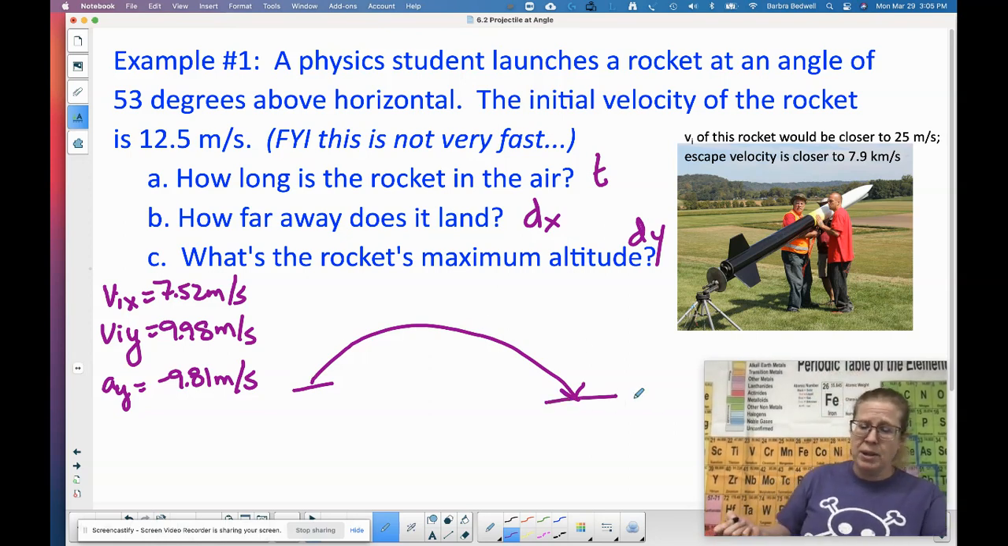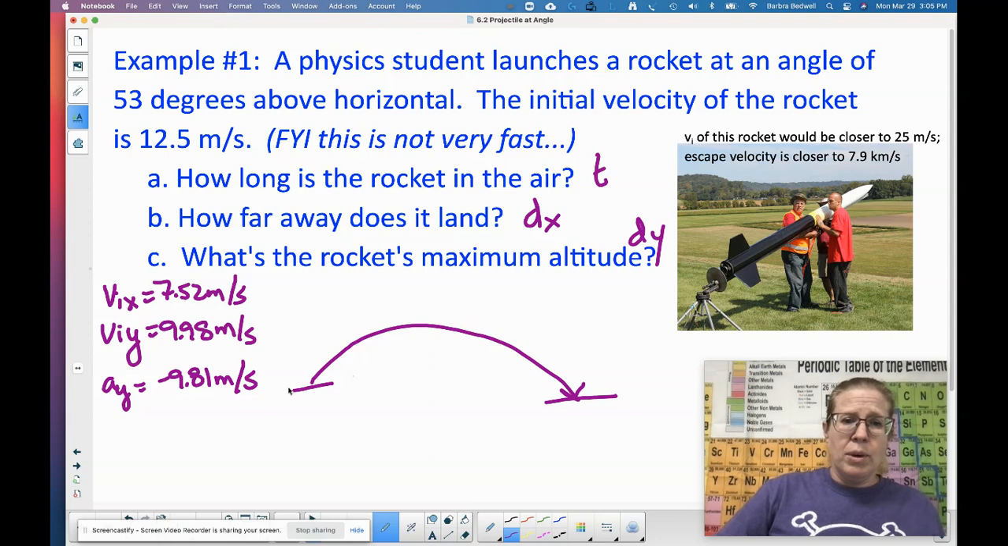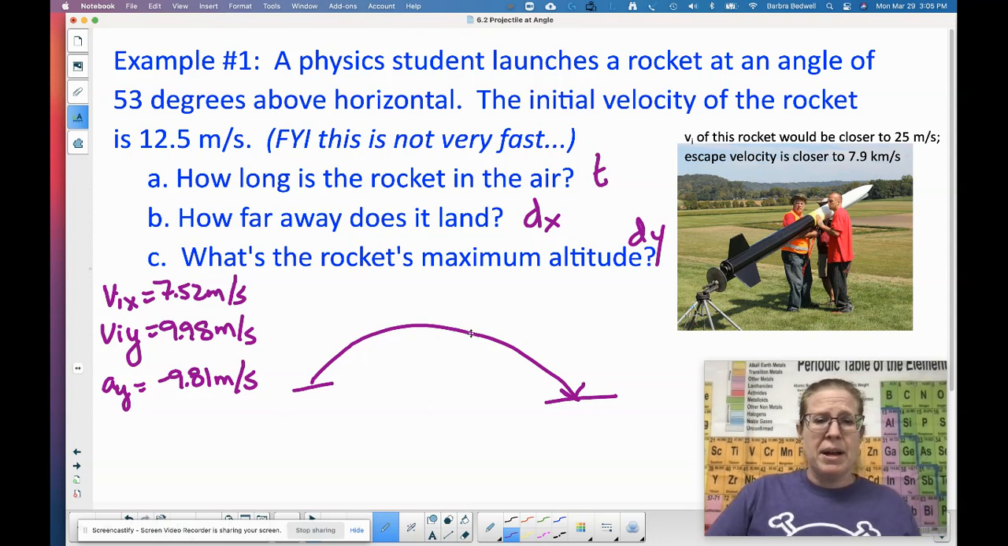So how can we cope with this? We don't know how high it's going to go. We do know some things about time. We could figure out some things about how it's going to land. We're trying to figure out what this is eventually in terms of our dy.